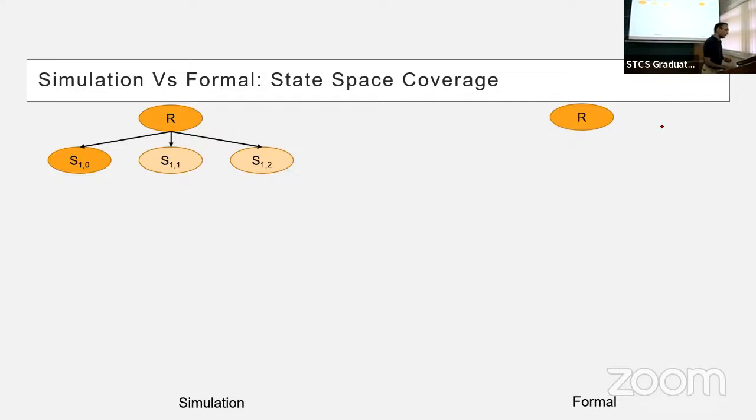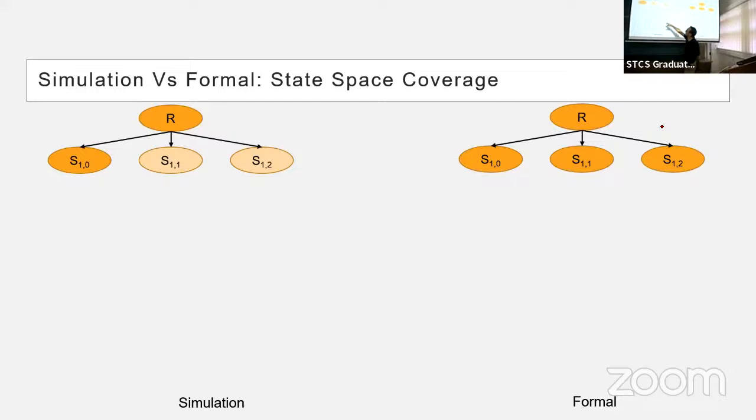In simulation, depending on the inputs that are generated, it will go to one of the states. Let's say S10. In formal, it tries all the possible values, so it will cover all of them in a single run. In simulation, if you want to cover this, you'll have to do some different runs.